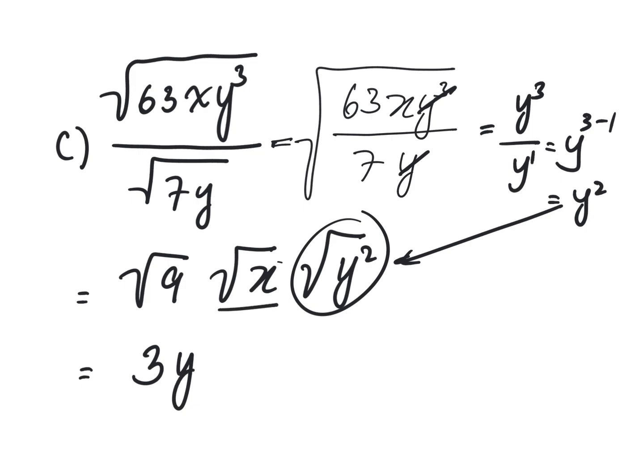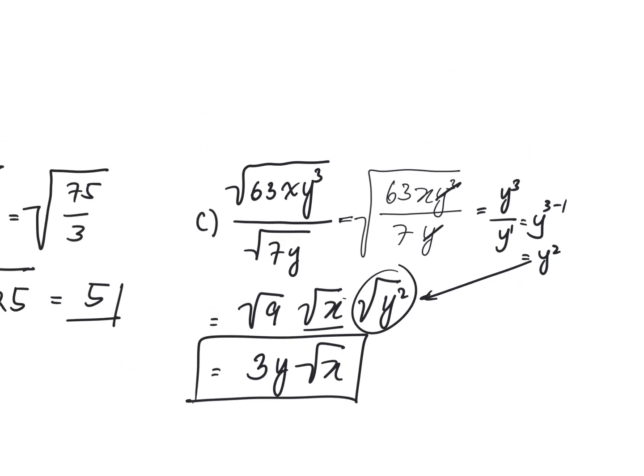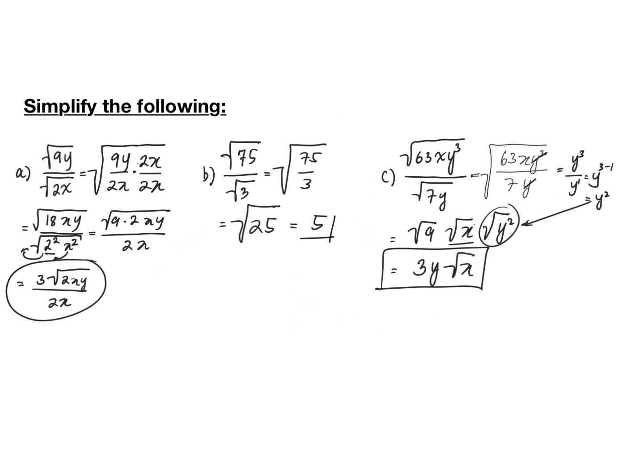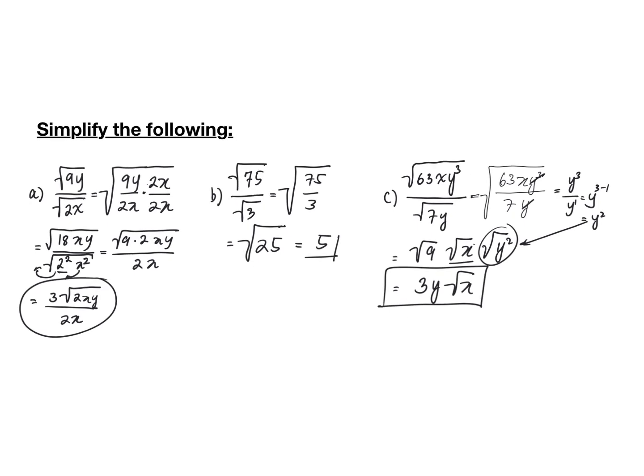This is going to remain in there, okay, because it's not a perfect square. So the answer now is 3y root x. This is your final answer here. Okay, so that's how you're going to simplify using quotient properties.